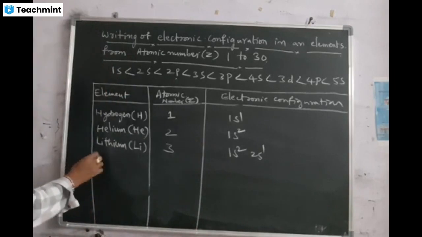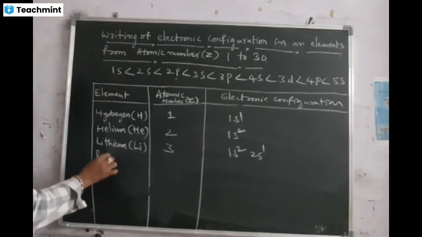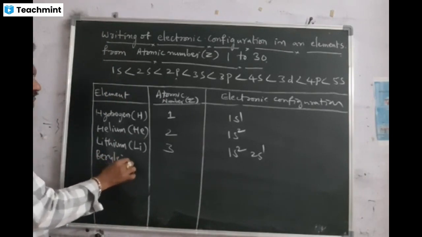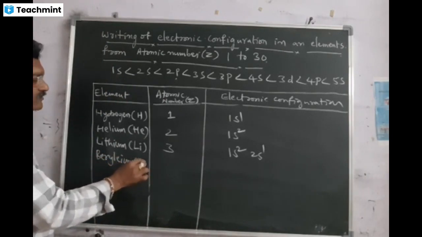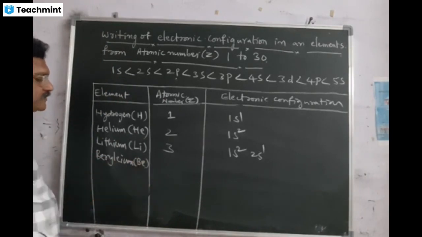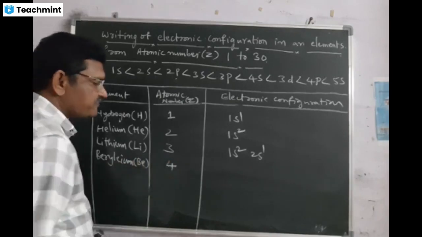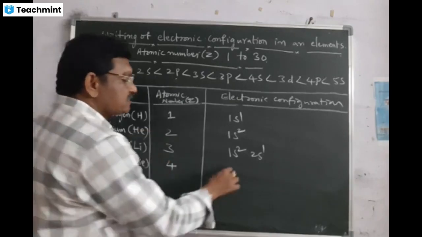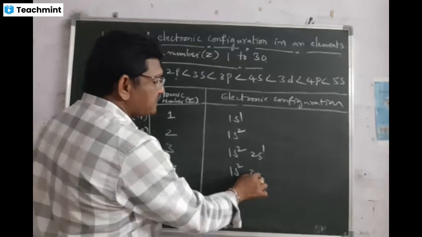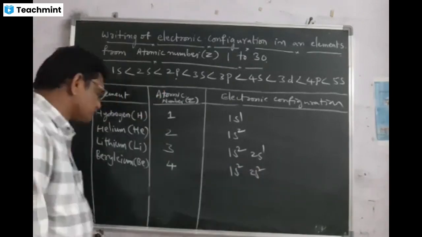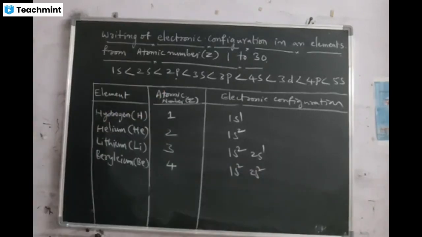Then beryllium. What is the symbol of beryllium? Be. Atomic number is 4. That means 4 electrons are present. So how to write the configuration? 1s2, 2s2.